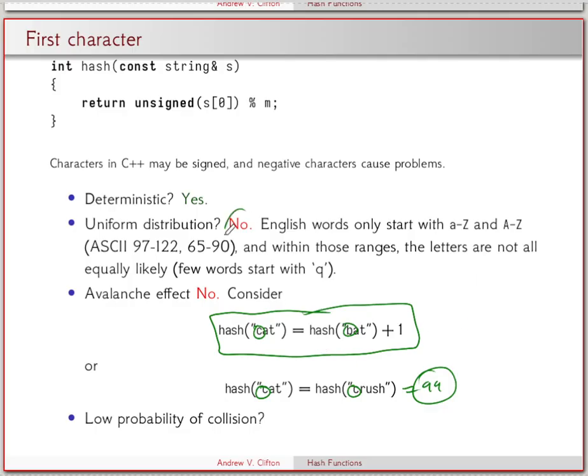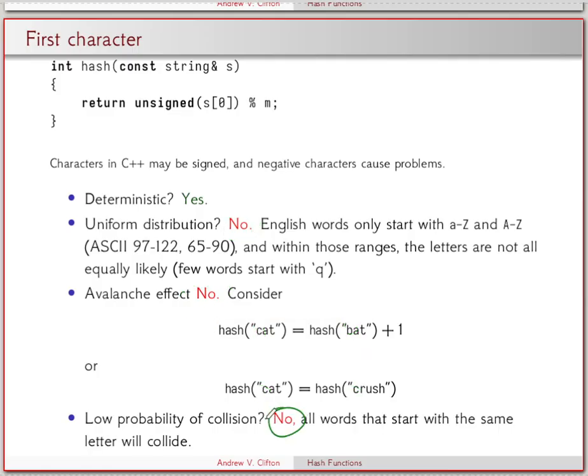So again, if you don't have a uniform distribution and you don't have an avalanche effect, that means you probably have a high probability of collision. All words that start with the same letter will collide. So another terrible one, right? Don't use this one. It's not a good idea.